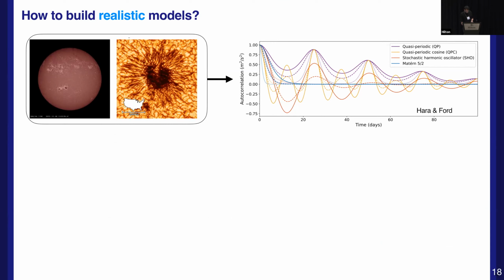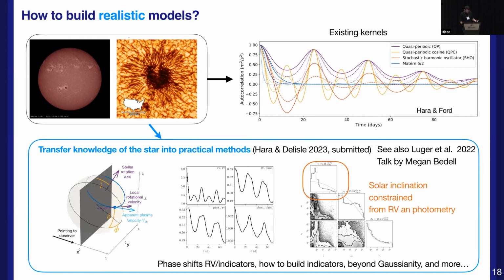And what we did with Jean-Baptiste Delille is to say, well, actually, let's take a look at the star, have a physical model of what's going on, and then we derive the properties of the kernel, of the GP, from the star. So now we have a GP with hyperparameters, but the hyperparameters are stellar parameters. And something which kind of amazes me is that just with the RV and with the photometry, we were able to constrain the inclination of the sun.